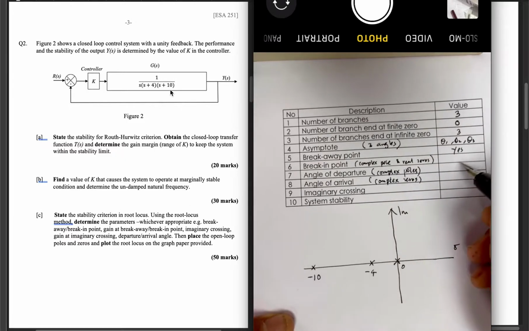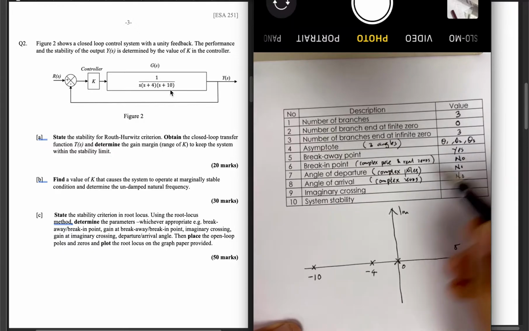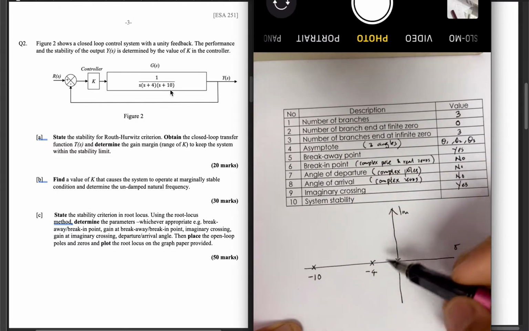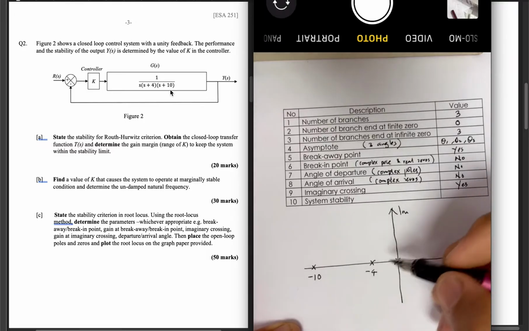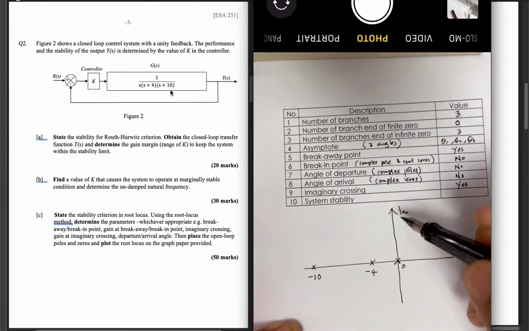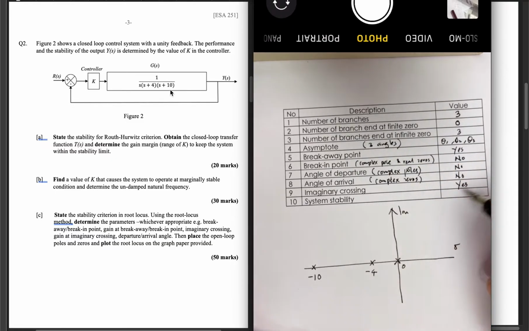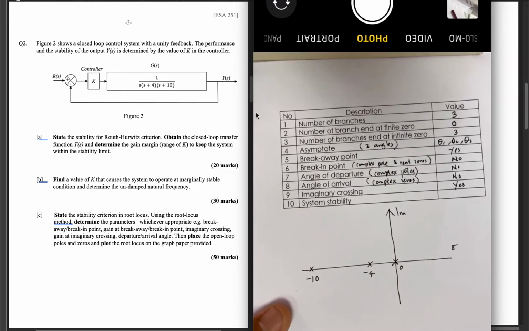Okay, so this one, no, right? Break-in point, no. Imaginary cosine, yes, maybe yes. Okay, it depends. It could be no, it could be yes. It depends on the angle of departure, the angle of asymptote. If the angle is straight, that means it won't cross this. Okay, system stability will be determined later.